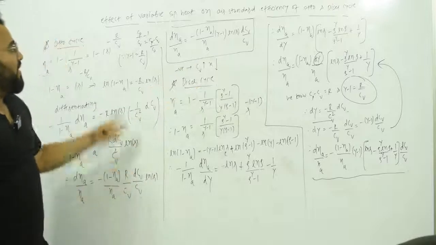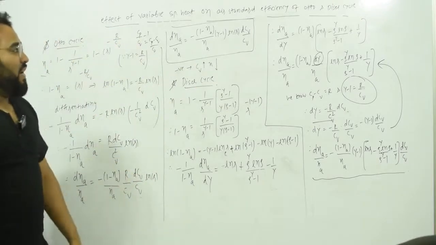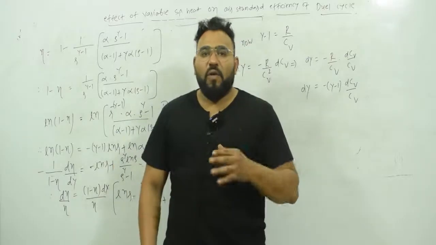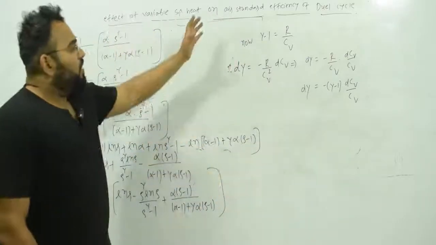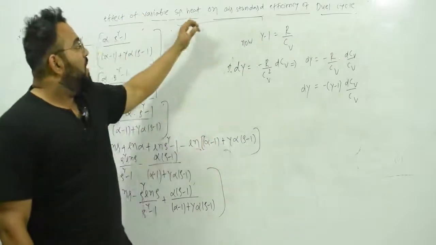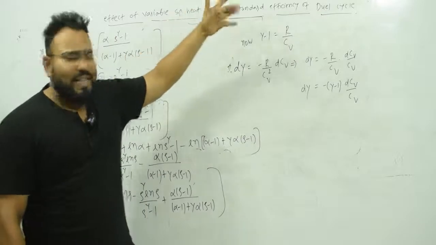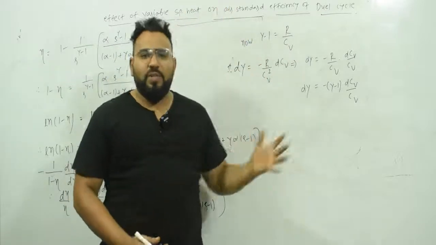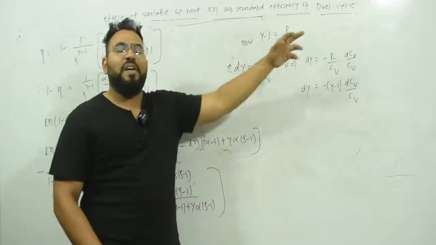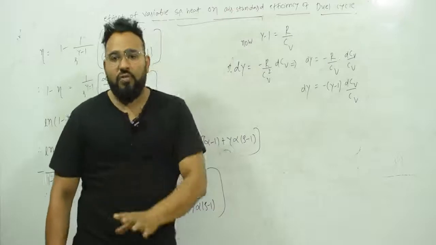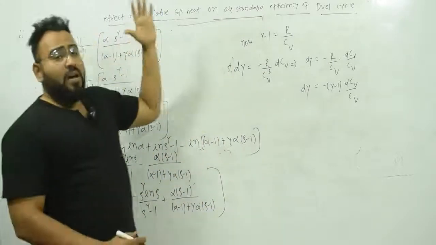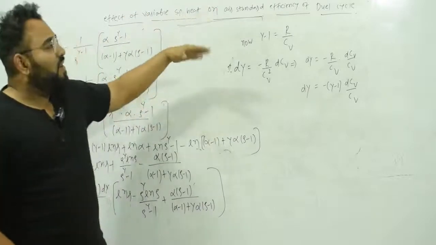So this is the important theory, which is the effect of variable specific heat on air standard efficiency of the Otto and diesel cycle. Now we are going to see the effect of variable specific heat on the dual cycle. We have already studied the effect of variable specific heat on the Otto cycle and diesel cycle. In the same way you have to do it for the dual cycle. I will do up to 90%, and 10% I will leave for you, so you have to do it.